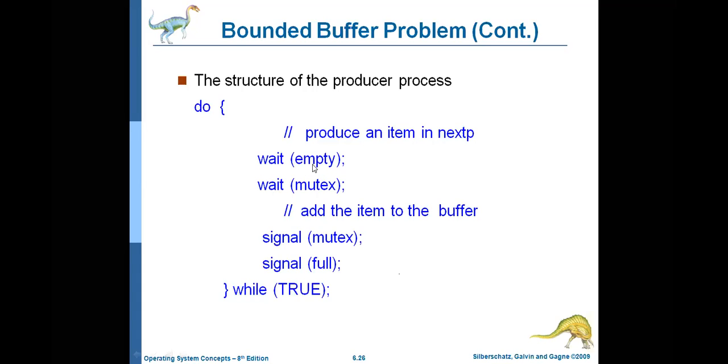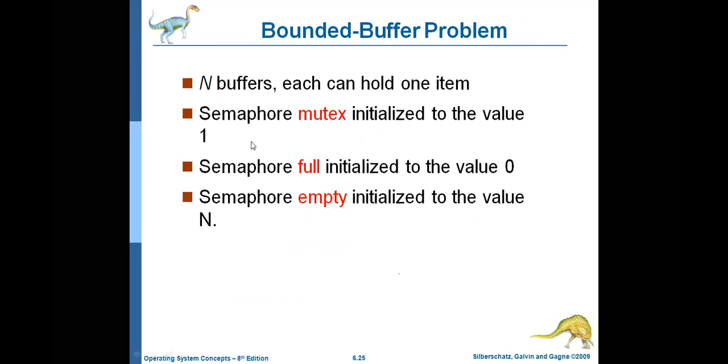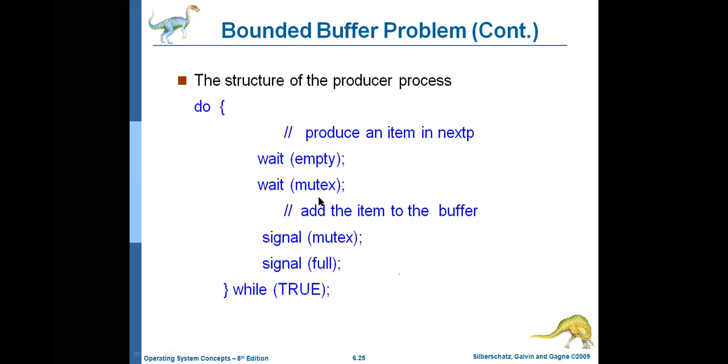So that is why wait of empty. Wait of empty means whenever you produce an item, the empty position will be decremented. After that, wait of mutex. What is the mutex value? The mutex value is initialized to 1. So 1 minus 1 means 0, so the process can perform the wait operation, and it will add an item to the buffer. Whenever the producer is producing an item, no other process is allowed to produce the same item at the same time. So that is the reason for wait of mutex, 1 minus 1 is 0.